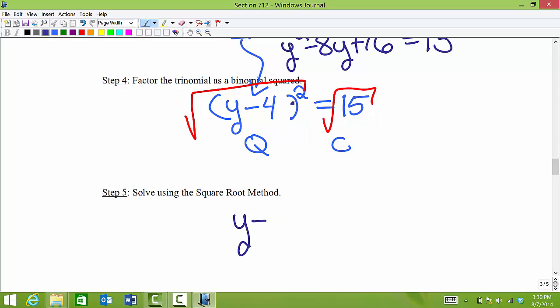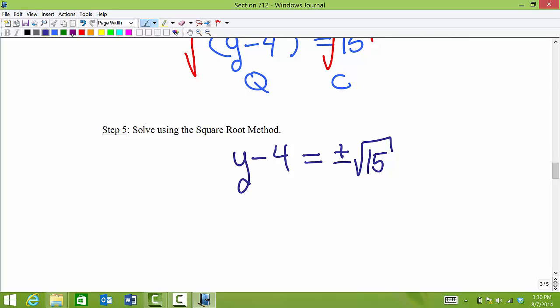When I take the square root of the left-hand side, we have a perfect square, or two of a kind underneath. So the square and square root cancel each other out. One thing we don't want to forget is our plus and minus, and the square root of 15 actually cannot be simplified any further.